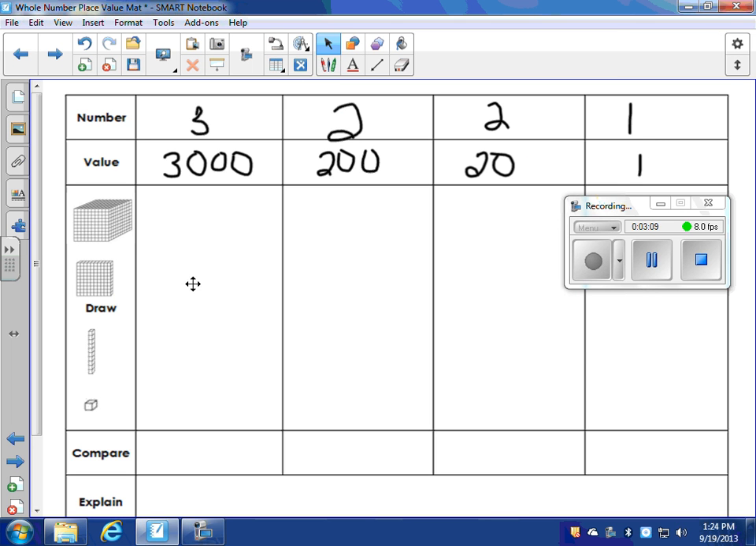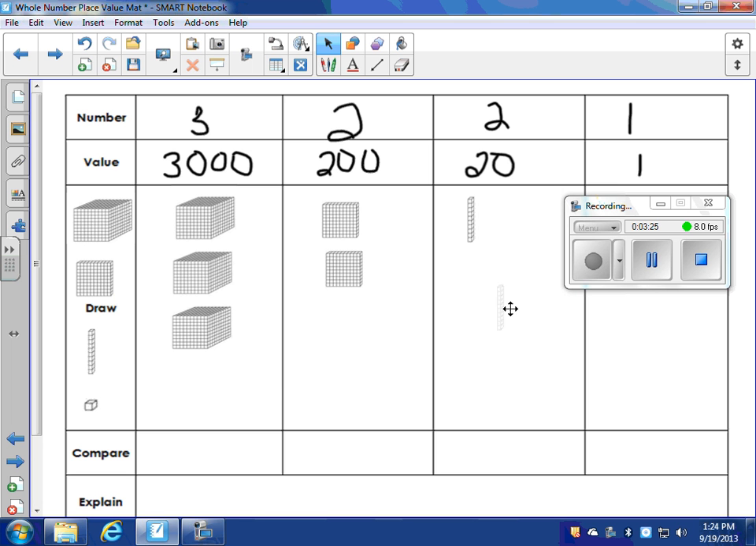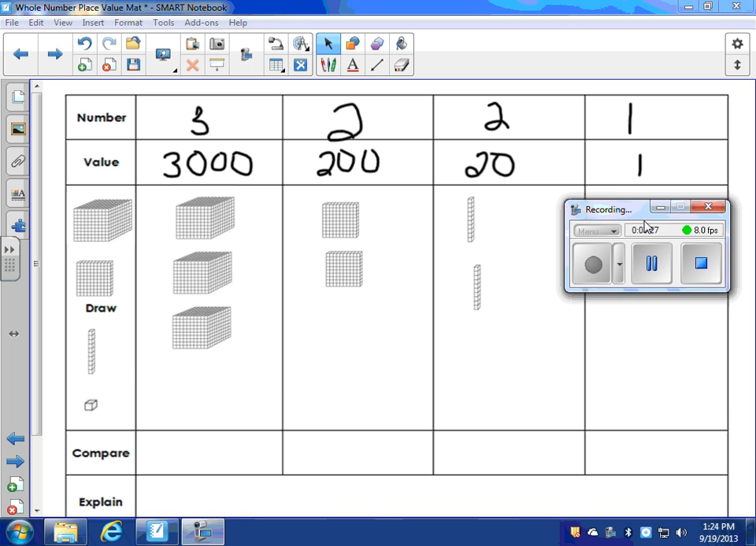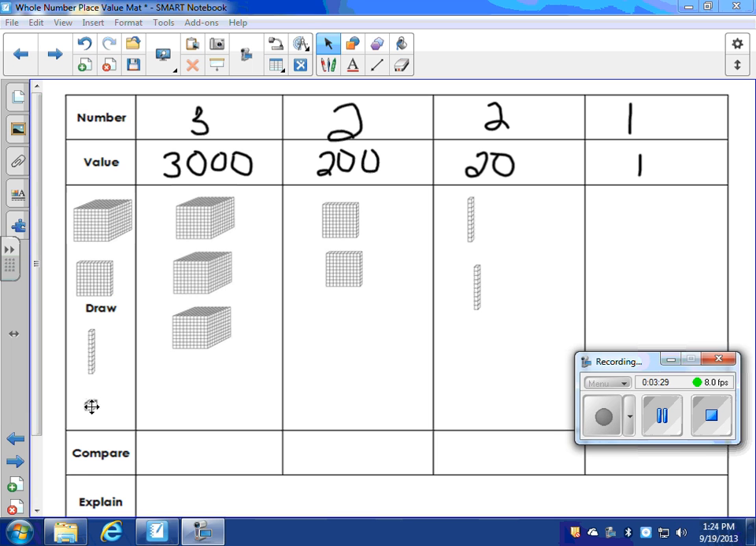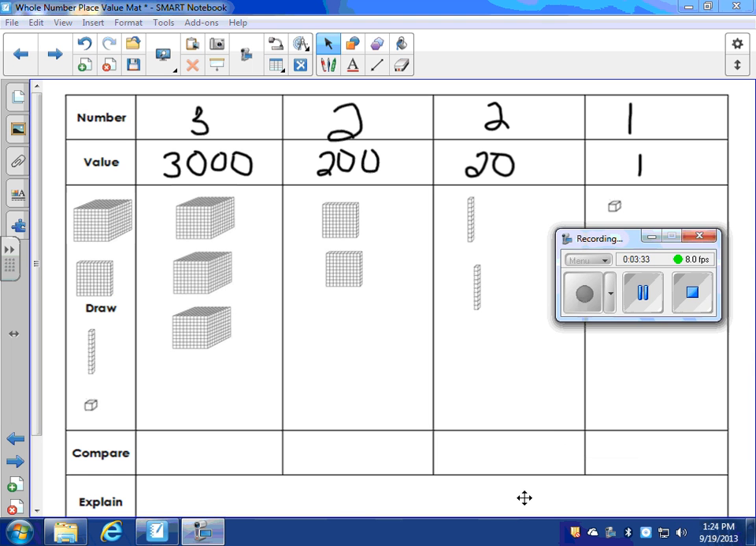If I'm representing that using base 10 blocks, I would need 3 thousands, 3 cubes to represent my 3,000. I would need 2 flats to represent my 200. I would need 2 longs to represent my 20. And I would need 1 unit to represent my 1.